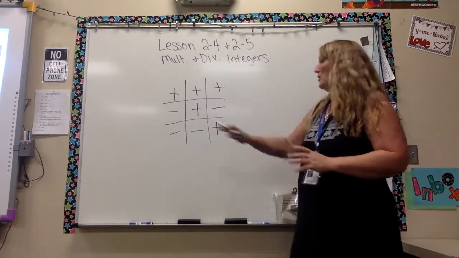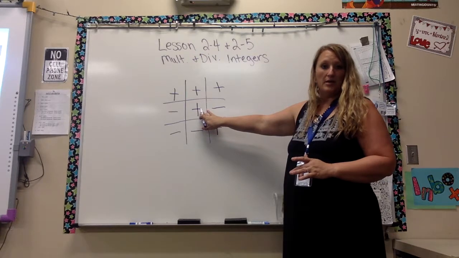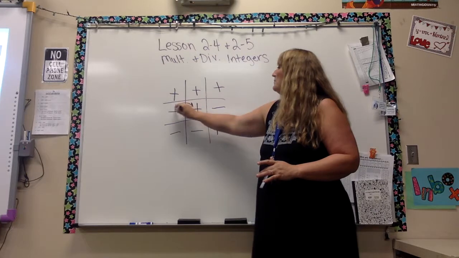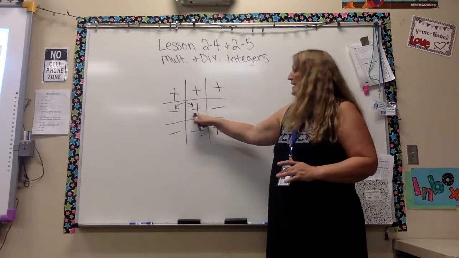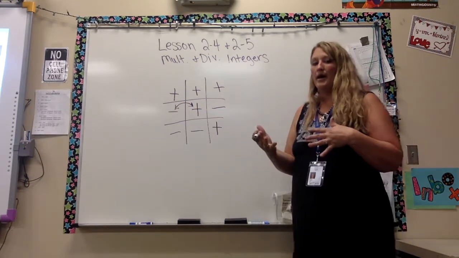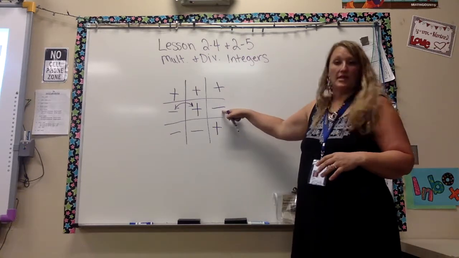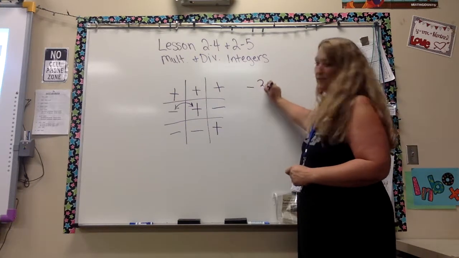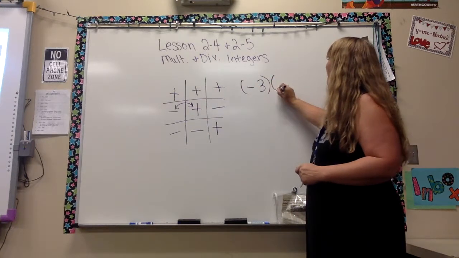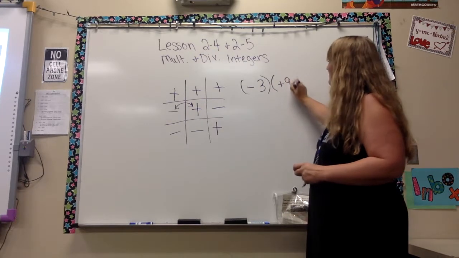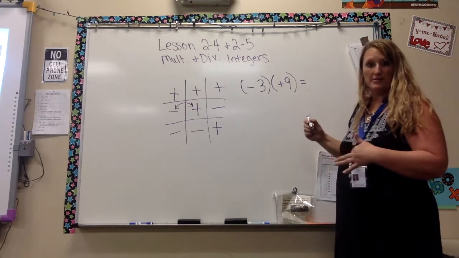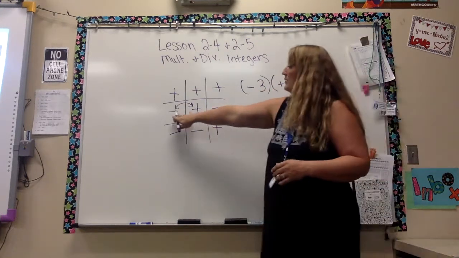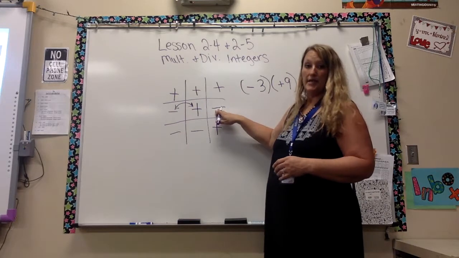The second one, though, a negative times a positive will equal a negative. This one can flip-flop, so you can put a positive here and a negative here. Just as long as you have one positive and one negative, you're always going to have a negative answer. So let's look at some examples here. So if we have a -3 times a positive 9, we know 3 times 9 is 27. We have one positive and one negative right here. So our answer is a negative.